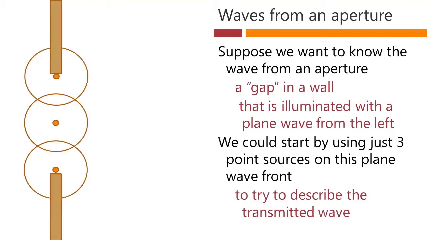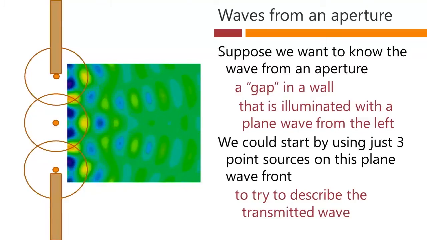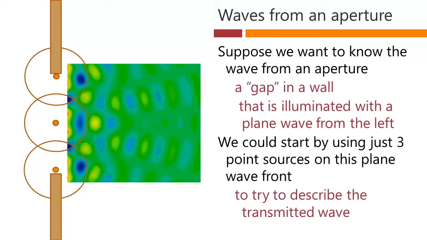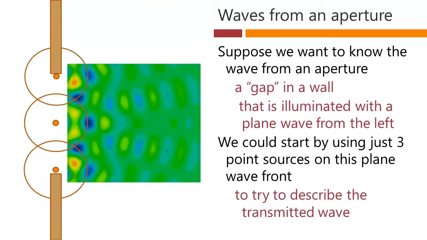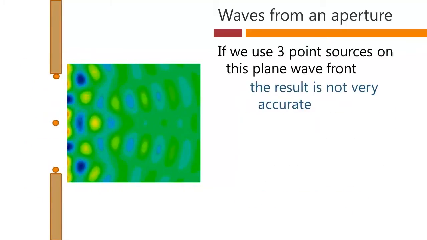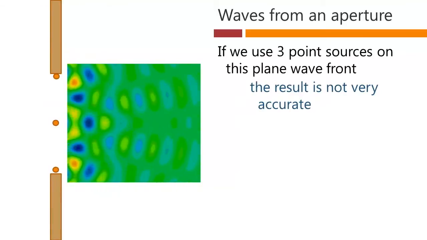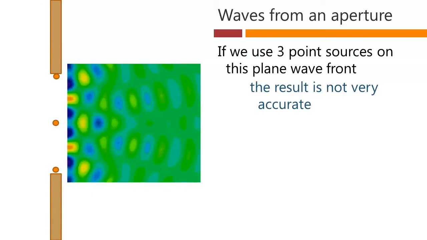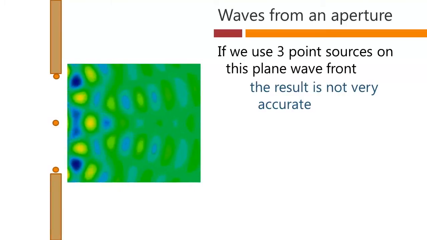Well, as I said, we could put our Huygens sources in here in our gap in the wall to try to calculate what is going to happen going forward. And we could start by just using 3 of these point sources to try to describe the transmitted wave. Now that doesn't really look enough and isn't enough, and let's see what happens here. So this is what the wave would look like from just 3 point sources here. The result really is not very accurate. We're not getting what would actually be the real propagation through this aperture yet.